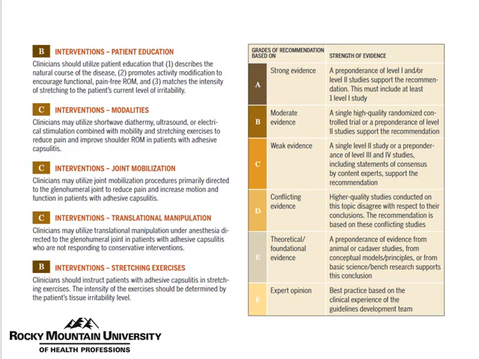Stretching exercises. And stretching exercises determined by the patient's tissue irritability level. That gets a B. And patient education. Understanding the natural course of the disease, activity modification, and stretching to the patient's current level of irritability. And a moderate evidence score of B that equates to a single high-quality randomized controlled trial or a preponderance of level 2 studies that support the recommendation.